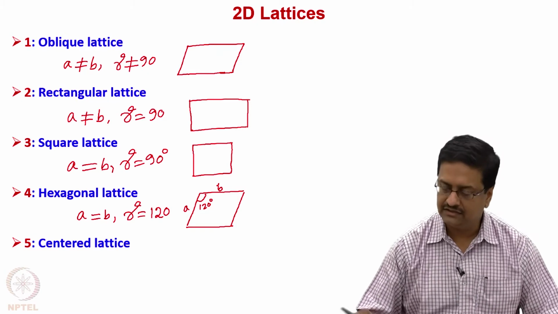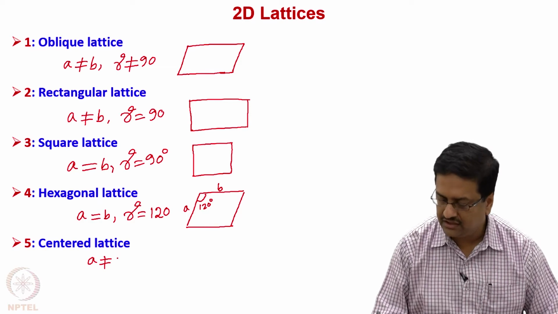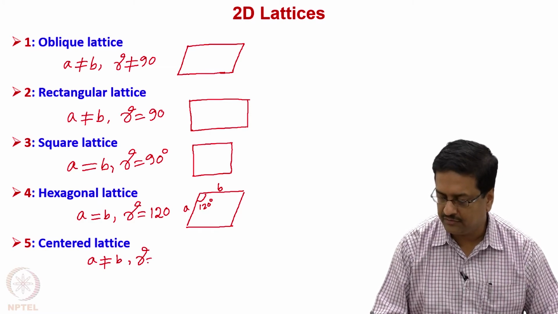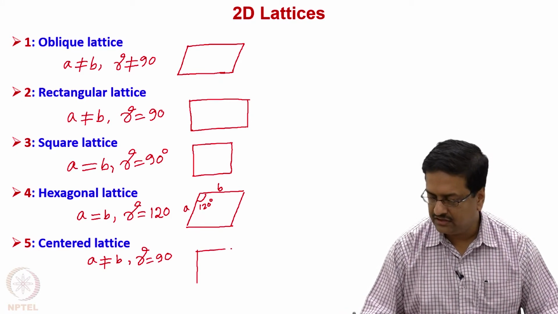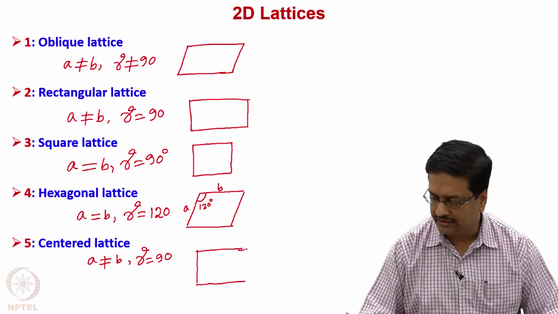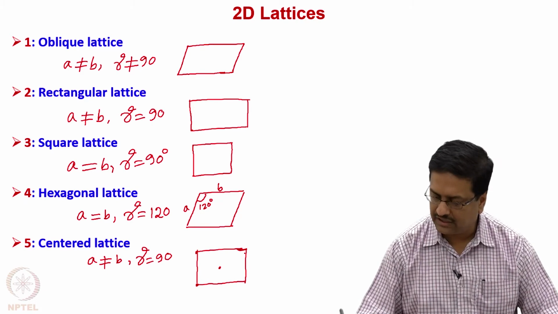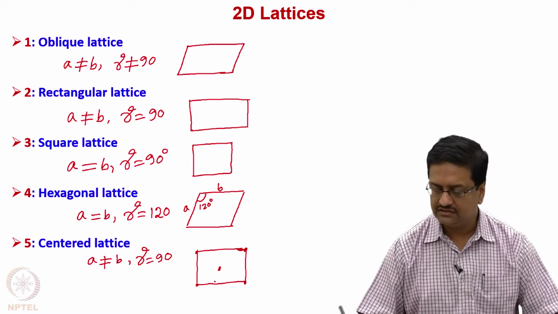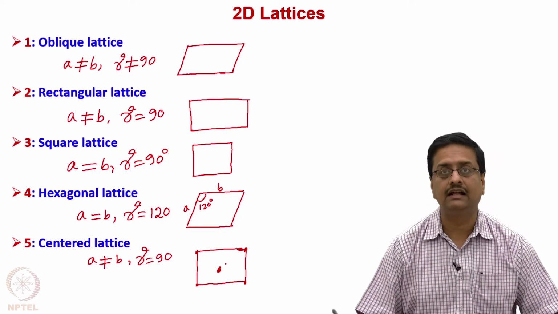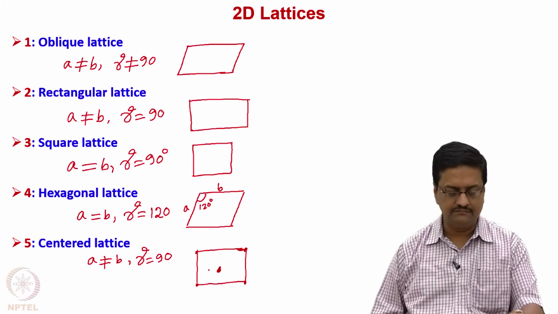Now the last type of lattice is a centered lattice where a is in general not equal to b but gamma is equal to 90 degree. In that case, we draw a rectangular lattice and we have a centering at the middle. So what does it mean? That we have atoms at 8 corners or lattice points at 8 corners and at the center. So this particular lattice is called the centered lattice, a face centered lattice. One face is centered.